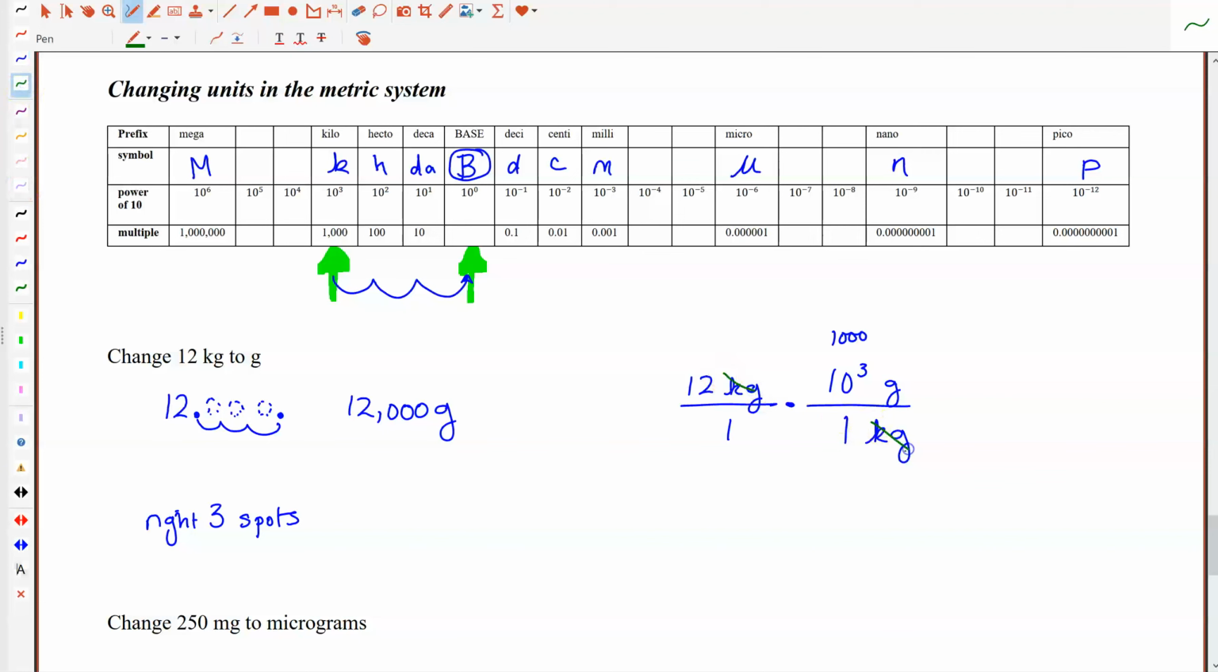The kilograms are on the diagonal, they cancel. Grams are my final unit, so that would be my unit for my answer. And then looking at what's happening with the numbers right here, because I am multiplying the 12 by a power of 10, you're going to move the decimal point right, and you move it right the same number of spots as this exponent, or however many zeros are in that expanded form. So we're going to move it right 3 spots. So again, if I take my 12 and I move the decimal point right 3 spots, which means I need 3 filler zeros, I get the same answer as I did by looking at this little table up here.